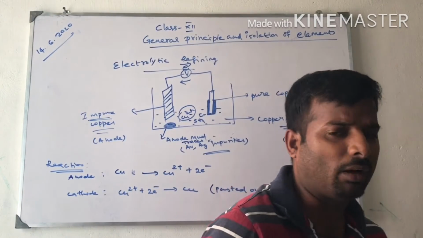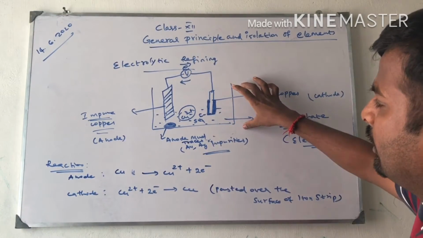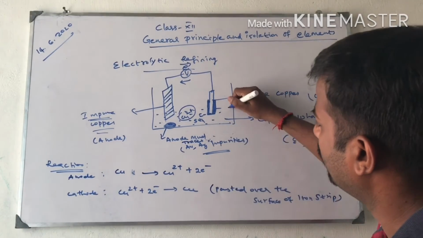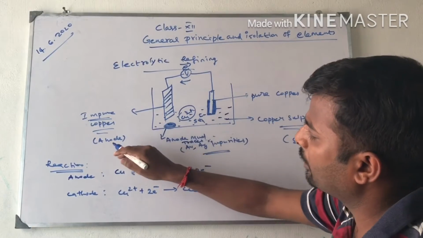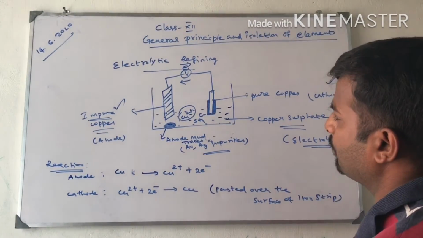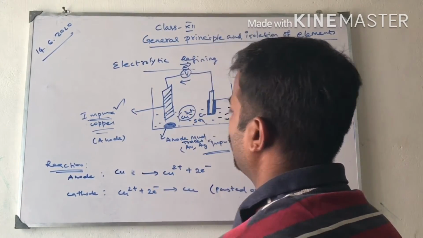After the reaction, we have to remove the impurities. This is the electrolytic cell. It is filled with copper sulfate solution. The anode compartment contains impure copper. The cathode compartment contains pure copper, connected by a voltmeter. Current moves towards the anode.